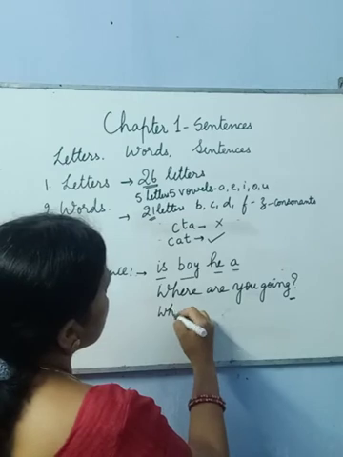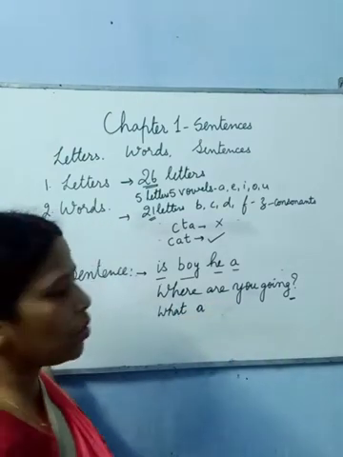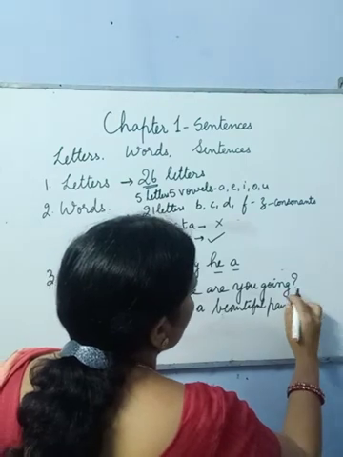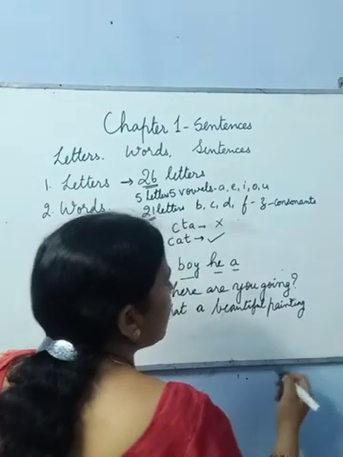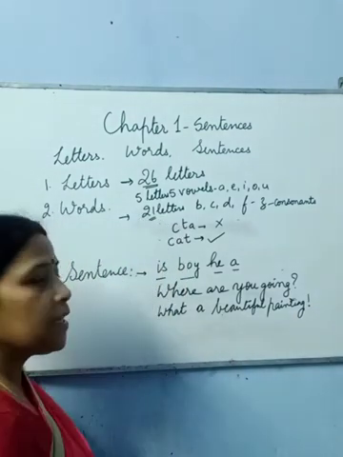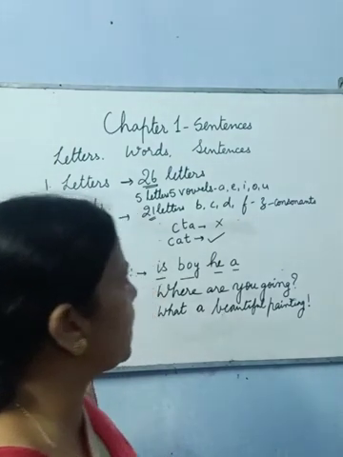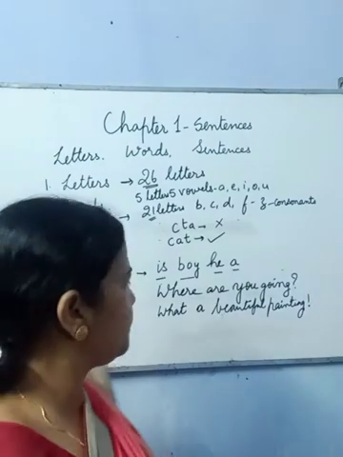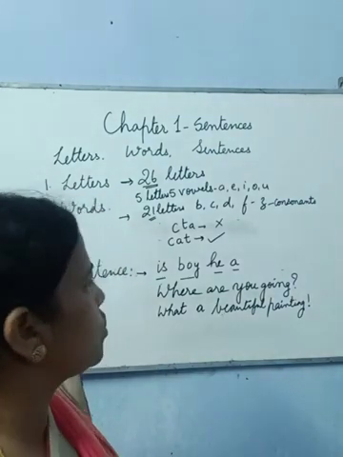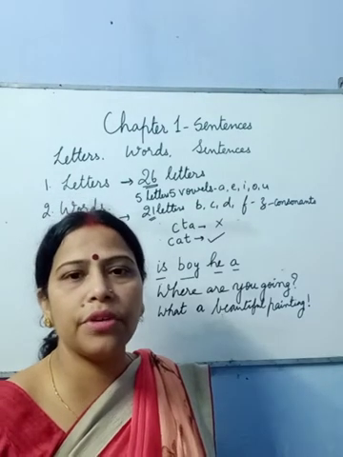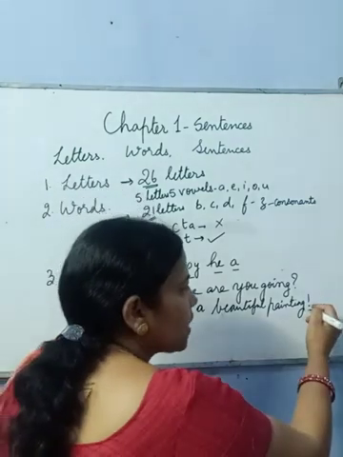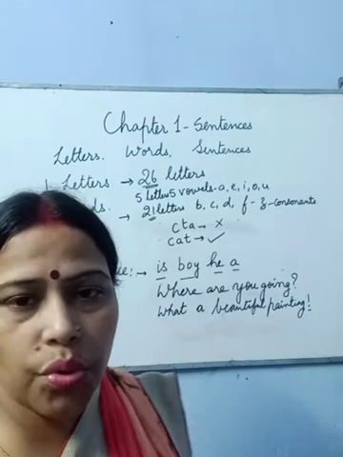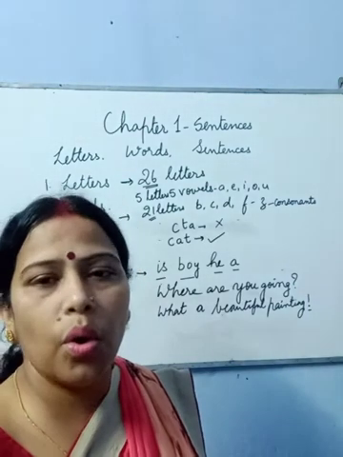Now a sentence can end with an exclamation mark also. "What a beautiful painting." Here what will I put? Another punctuation mark, that is the exclamation mark. "What a beautiful painting!" This sentence shows surprise. At the end of an exclamatory sentence, we put an exclamation mark. These types of sentences show our strong feelings of surprise, happiness, or when we are sad.